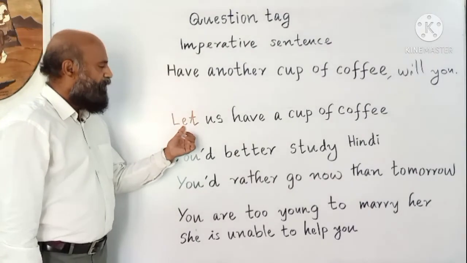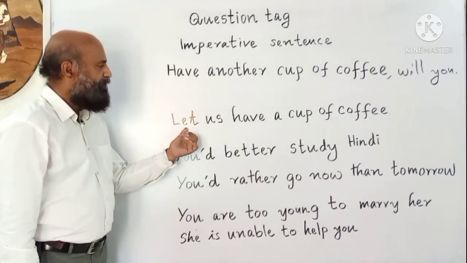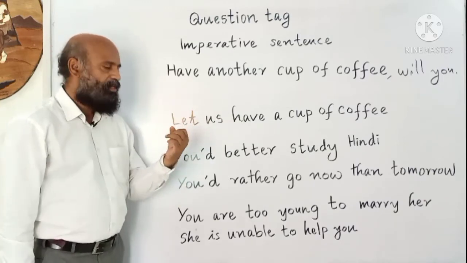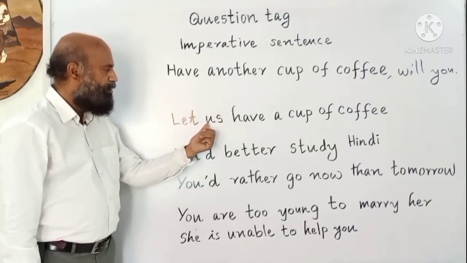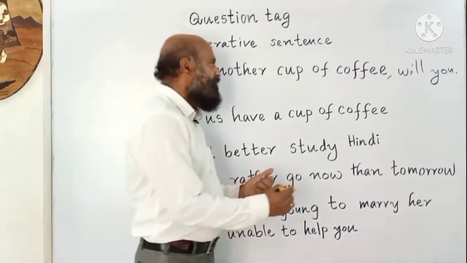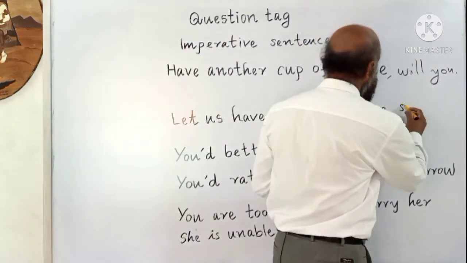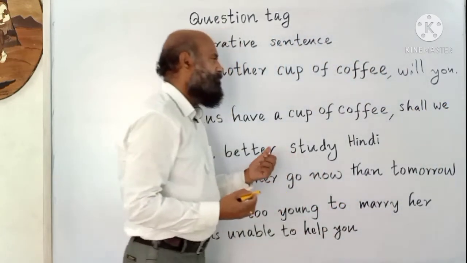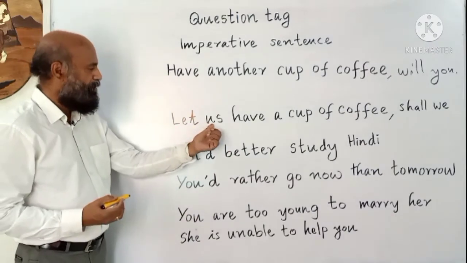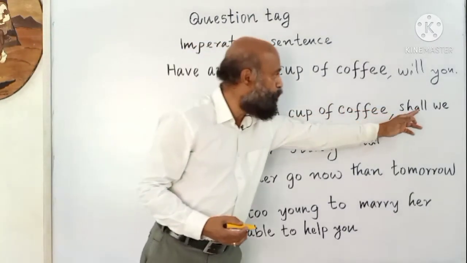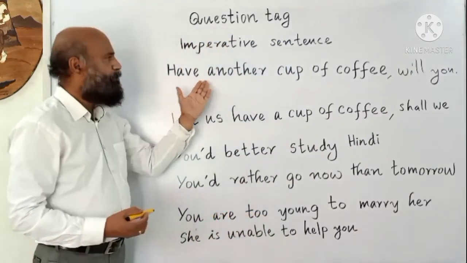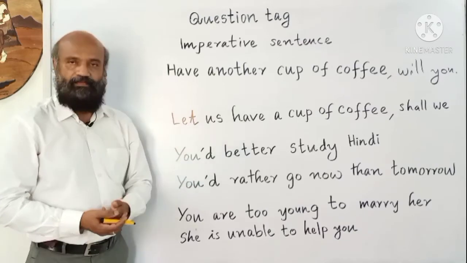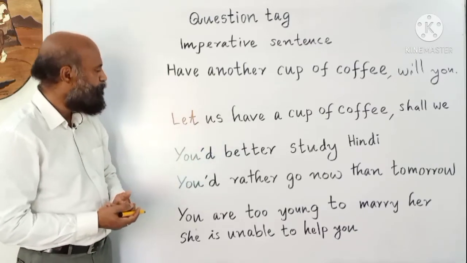But here is another invitation. Let us have a cup of coffee. Here the person is inviting, so the question tag is shall we, because the person who is inviting is included, let us. So shall we here; will you for the other. Have another cup of coffee, will you? So here, let us have a cup of coffee, the question tag is shall we.